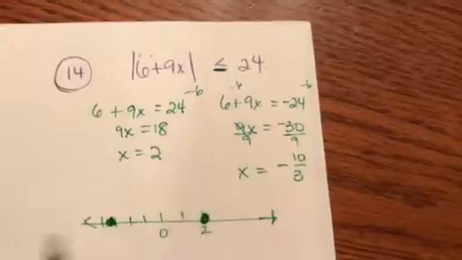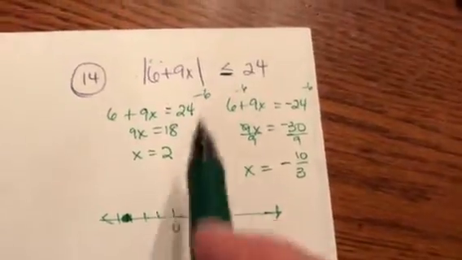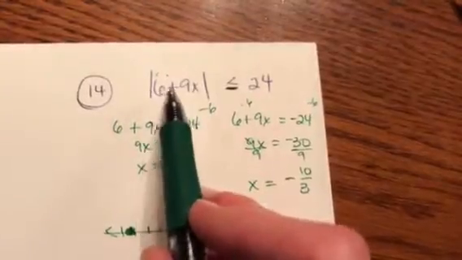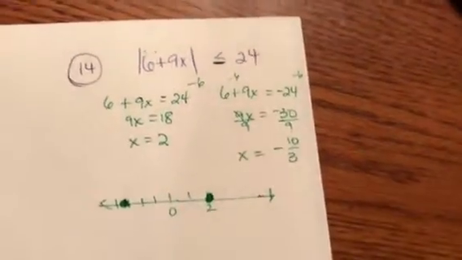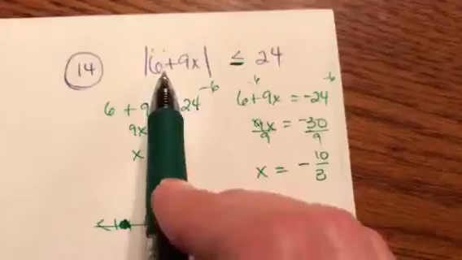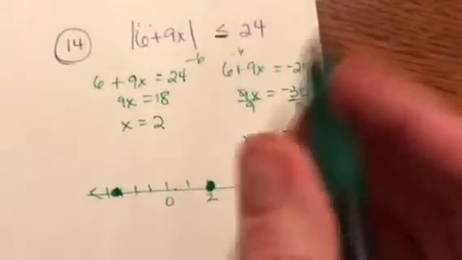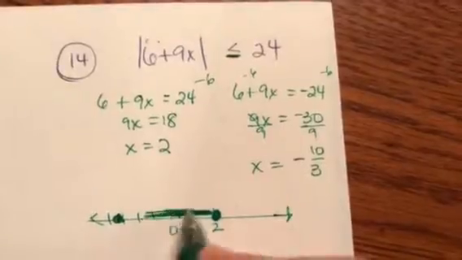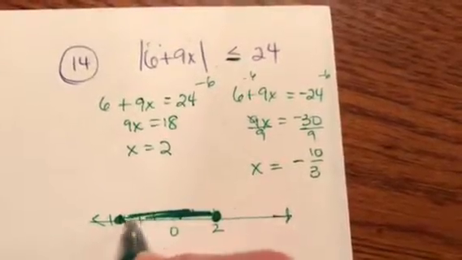Now you're going to pick any point. I like to pick 0. Plug it into your original equation. That's going to give me 6 plus 0 is 6. The absolute value of 6 is less than or equal to 24. It worked. Therefore, any point between these two would work. So it looks like this.